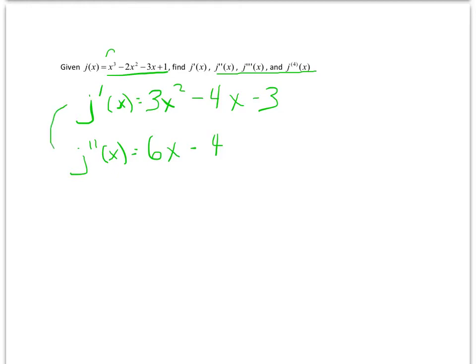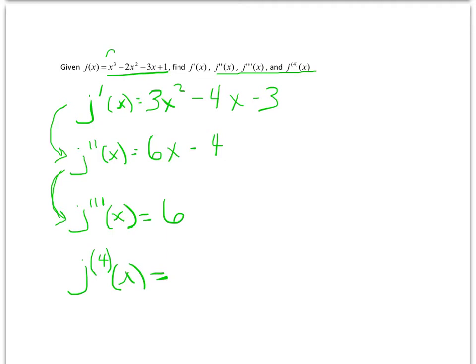J double prime is just the derivative of j prime. J triple prime is the derivative of the second derivative, j double prime. Here, it's the next derivative, and this would just be 6, and the derivative of a constant is nothing. And then finally, j to the fourth, that's the fourth derivative of x. The derivative of 6, the derivative of a constant, is just 0.